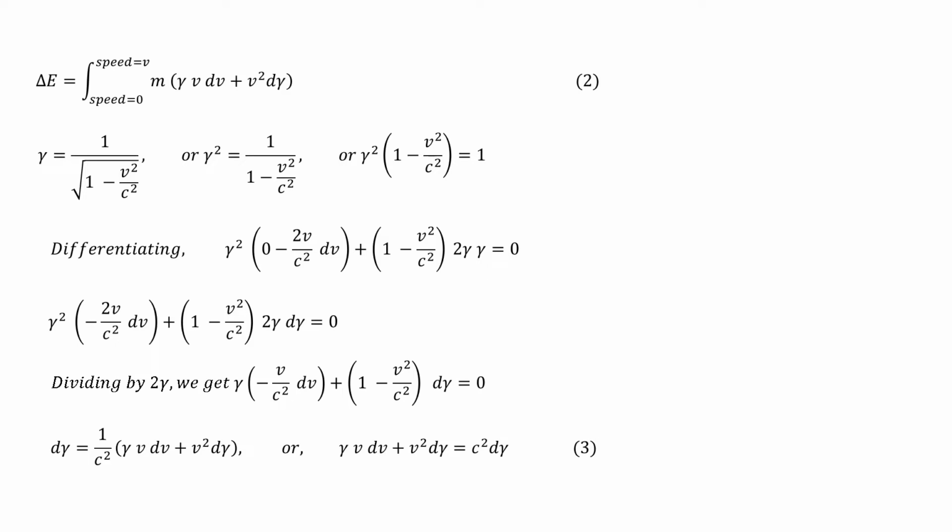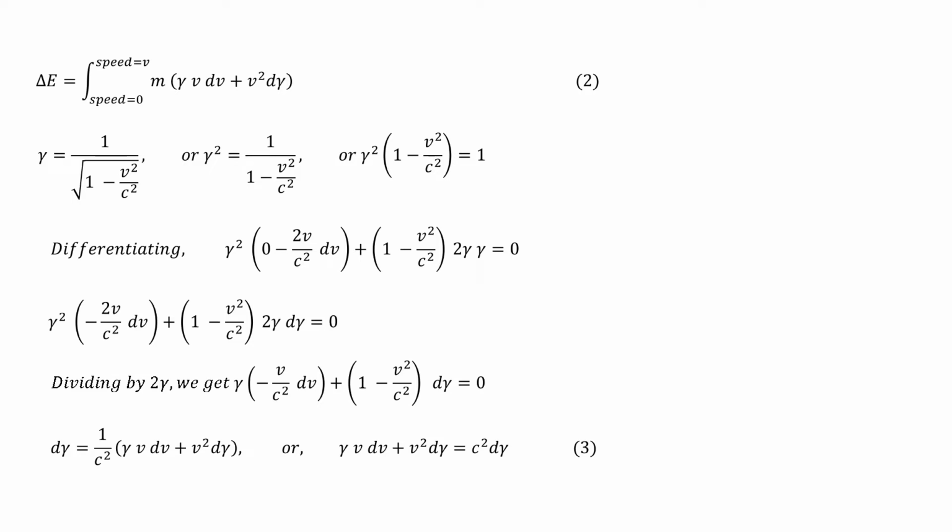I have written equation 2 here. Delta E equals integral m into whole of gamma v dv plus v square d gamma, where integral is taken from speed 0 to speed v. The expression for gamma is 1 divided by square root of whole of 1 minus v square by c square. We take square on both sides, we get gamma square equals 1 divided by whole of 1 minus v square by c square. Then we do cross multiplication, we get product of gamma square and 1 minus v square by c square equals 1. We differentiate both sides by using product rule of differentiation, and after that we simplify.